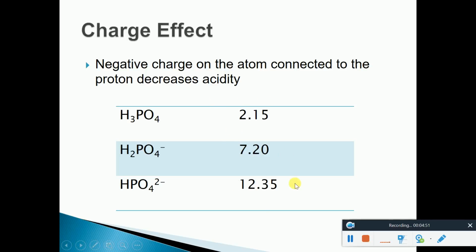Here are the pKa values for this species. It's losing a proton. Every time it loses a proton, it gains more negative charge, and the pKa rises. So this higher pKa is less acidic. It is more basic. This species would rather gain a proton than lose a proton.